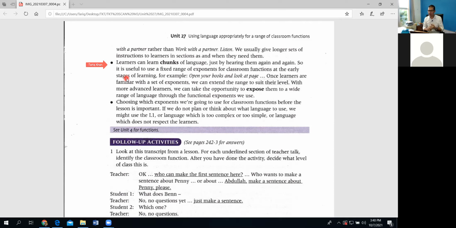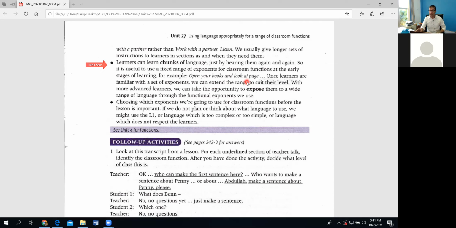Now, it's a very important point for those who are in preschool and primary, because that's the time when you are transforming the child to follow the English language. So what they suggest here is that you need to make a list of exponents. For example, when you ask them to open your books and look at page, this is a fixed exponent which you have to say all the time when you want them to open the book at a particular page. Then they get used to it. Initially, you may need to translate that into Sinhala also.